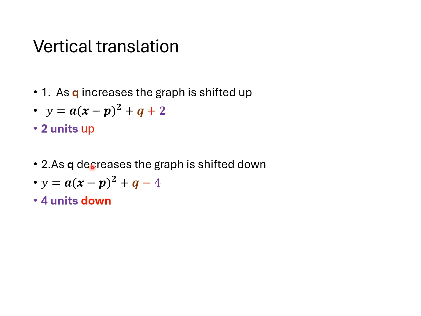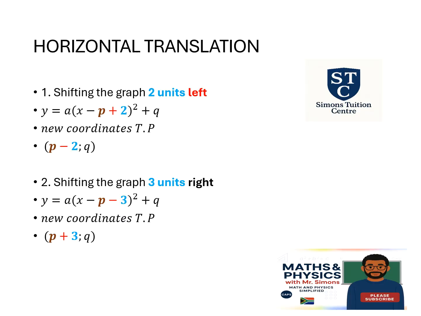As q decreases, meaning it's becoming smaller, the graph is shifted down. So to decrease q, I'm going to minus a value. So that is negative 4, which means I'm moving 4 units down. All right, I hope it makes sense. And from here, you can go test your own one. If I write there plus 6, it means I've moved 6 units up. If I write here minus 7, it means I've moved 7 units down. Minus 9 means 9 units down. If I write there plus 12, I've moved 12 units up. So that is for vertical translation.